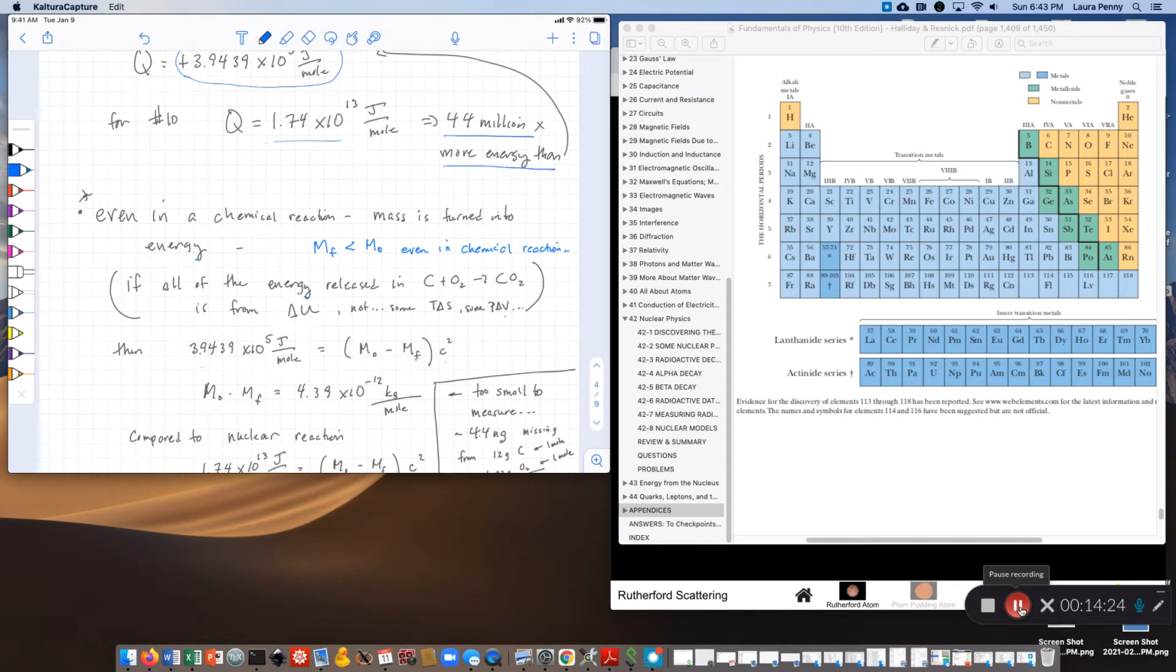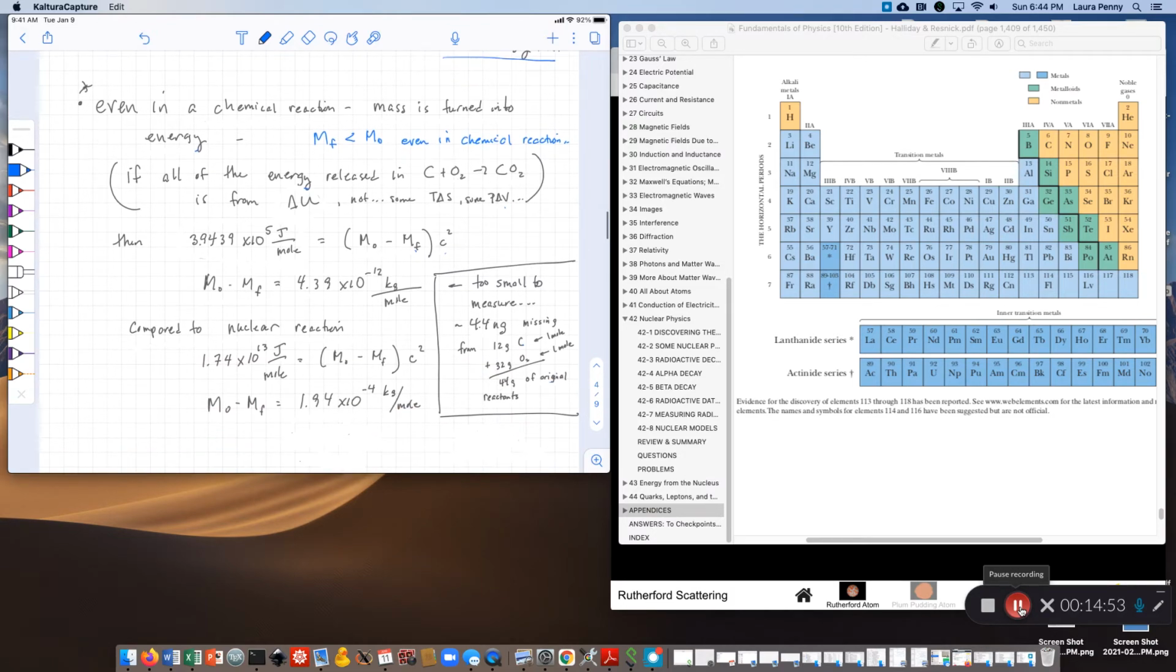Maybe I'll just leave this in here and leave it in my notes and not talk so much about it, but even in a chemical reaction, even in a gravitational reaction, where things get closer together and you get energy out from the gravitational force, mass is what's being lost. You have less mass after than you do before if you're getting energy out of a situation. It's just that the amount of mass is too small to measure.